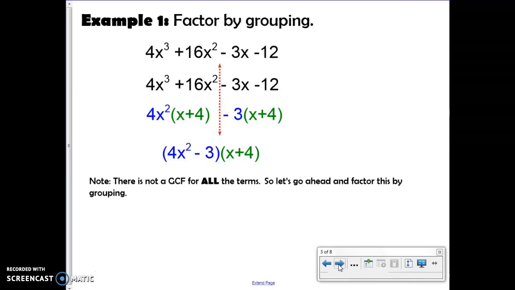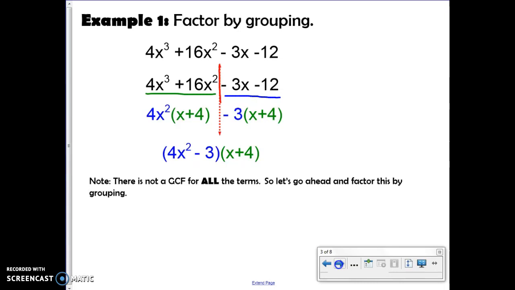Again, I wanted to show you an example of what this looks like before we start an example ourselves. If you notice, the first thing we did is we took the polynomial and we split it in 2 with this red line right here. Then from there we looked at the first 2 terms. I've got 4x to the third plus 16x squared. That's the first 2 terms. And then the second 2 terms, I've got this negative 3x and this minus 12.